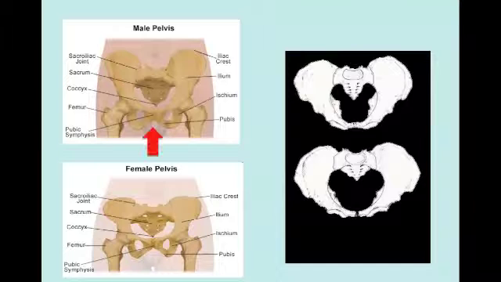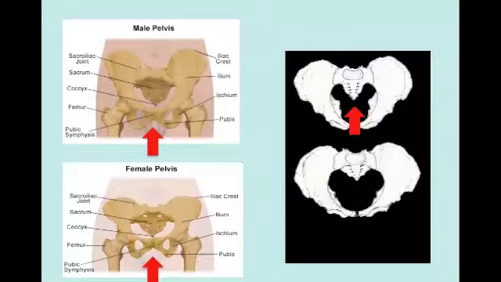So here is the subpubic angle. On a male, it's more V-shaped. It's a tighter V. On the female, it's a lot wider. And then this is looking down into the pelvis. If you traced the shape, it's almost heart-shaped on a male pelvis, and it's pretty round or oval-shaped on a female. And then we also have the sacrum here.